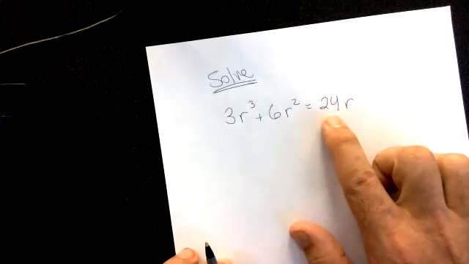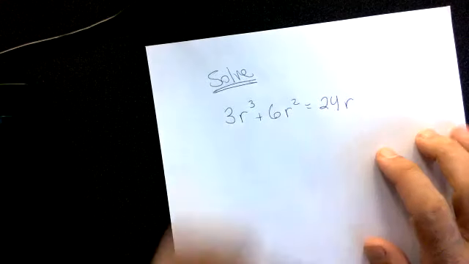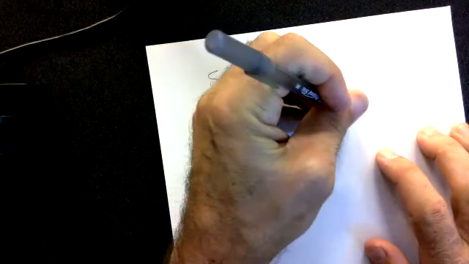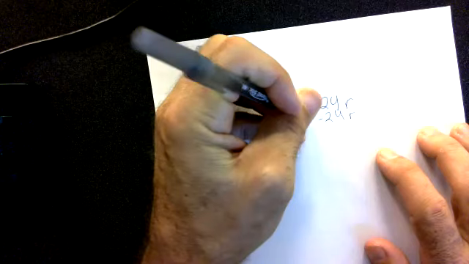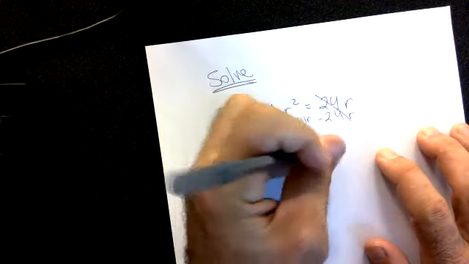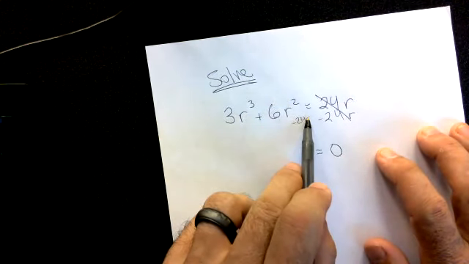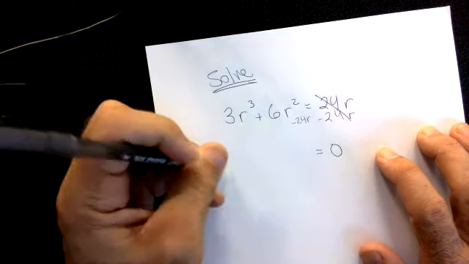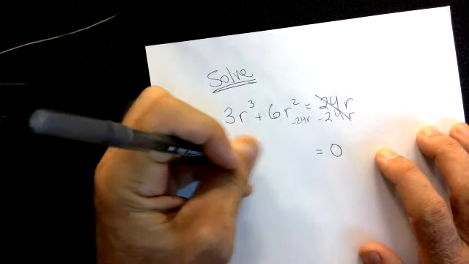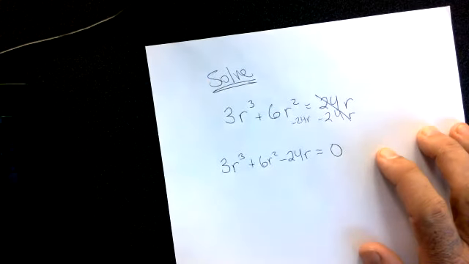Okay, step one, we got to set this equal to 0, meaning we got to move this 24 over to the other side. So we're going to add a negative 24r to both sides. Now, this is an r cubed, this is an r squared, this is an r. I can't combine any of those. So we just end up with 3 terms.